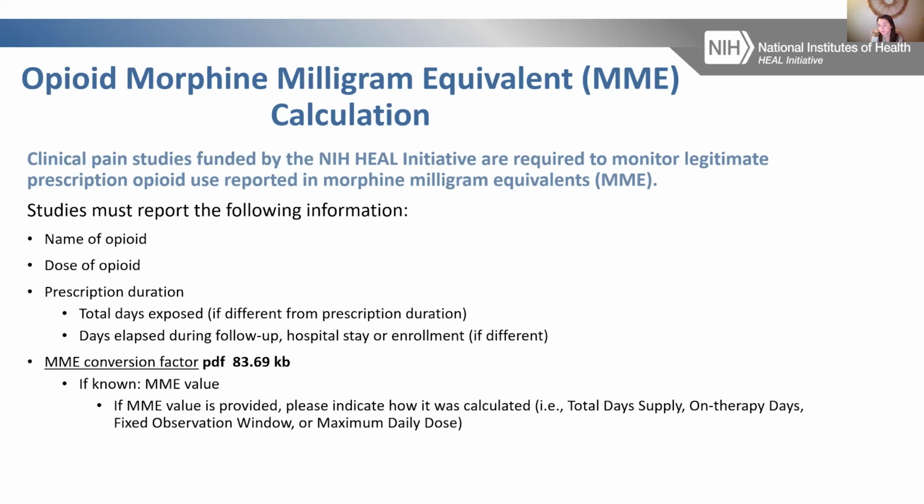As of fall 2024, HEAL pain research grantees are now required to collect an opioid morphine milligram equivalent, or MME, calculation. The opioid MME calculation is the amount of milligrams of morphine an opioid dose is equal to when prescribed. Calculating the MME accounts for differences in opioid drug type and strength. Therefore, studies are required to collect the name of the opioid, the dosage, and the prescription duration to obtain an MME value. This information is required for each opioid for each participant in the study.